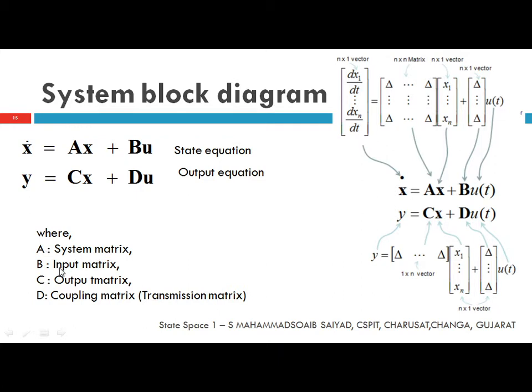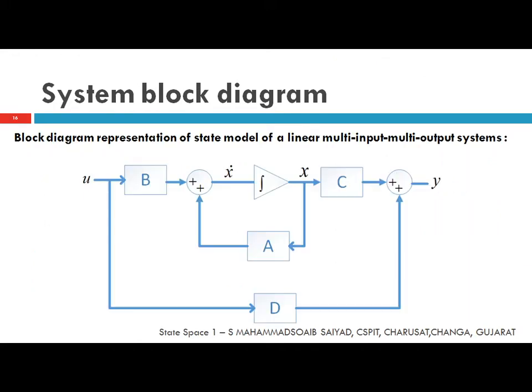A is the system matrix, B is the input matrix, C is the output matrix, and D is the transmission or coupling matrix. This is the dimension of each and every matrix that you have to go through, because we sometimes require a transposition if the correct vector is not available. This is the system block diagram which you have drawn earlier also. So you can draw your system block diagram, or state diagram rather, for any system which you have been provided.